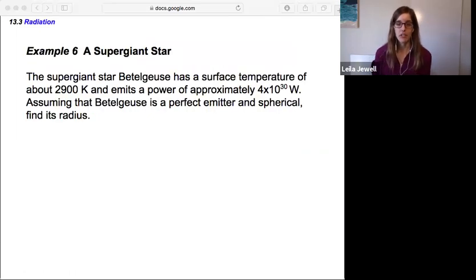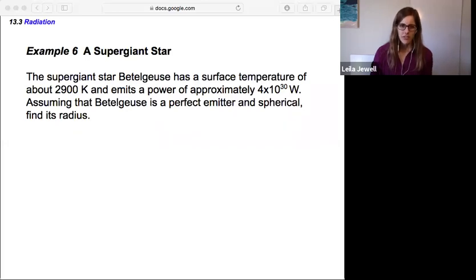Example 6, supergiant star. The supergiant star Betelgeuse has a surface temperature of about 2,900 Kelvin and emits a power of approximately 4 times 10 to the 30 watts. Assuming that Betelgeuse is a perfect emitter and spherical, find its radius.